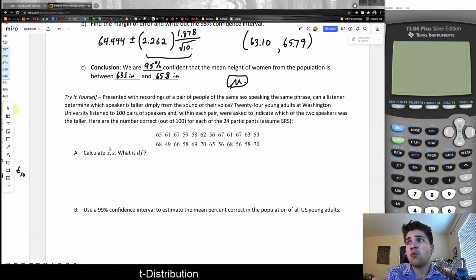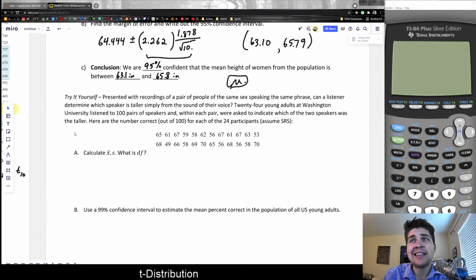So let's start off with an example of confidence intervals. This example says, presented with recordings of a pair of people of the same sex speaking the same phrase, can a listener determine which speaker is taller simply from the sound of their voice? In order to study this, 24 young adults at Washington University listened to 100 pairs of speakers and were asked to determine which was taller.